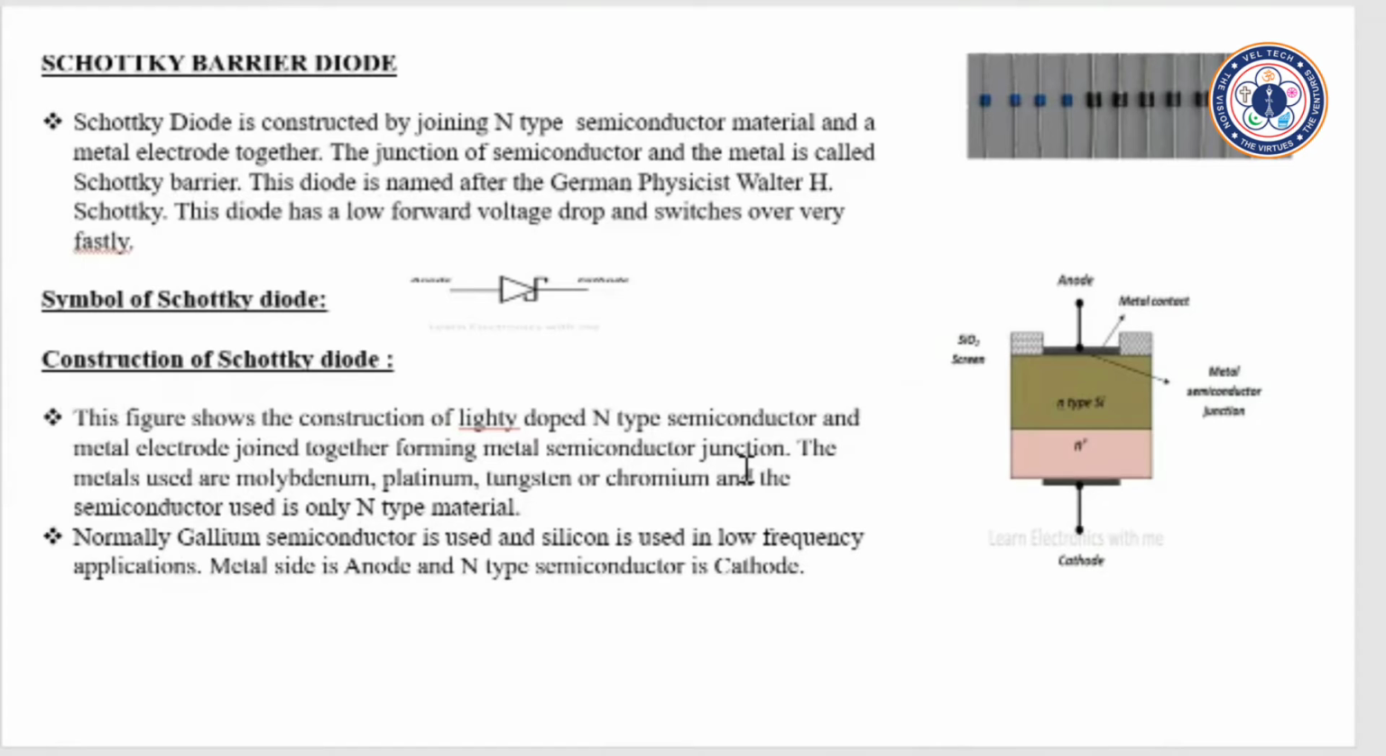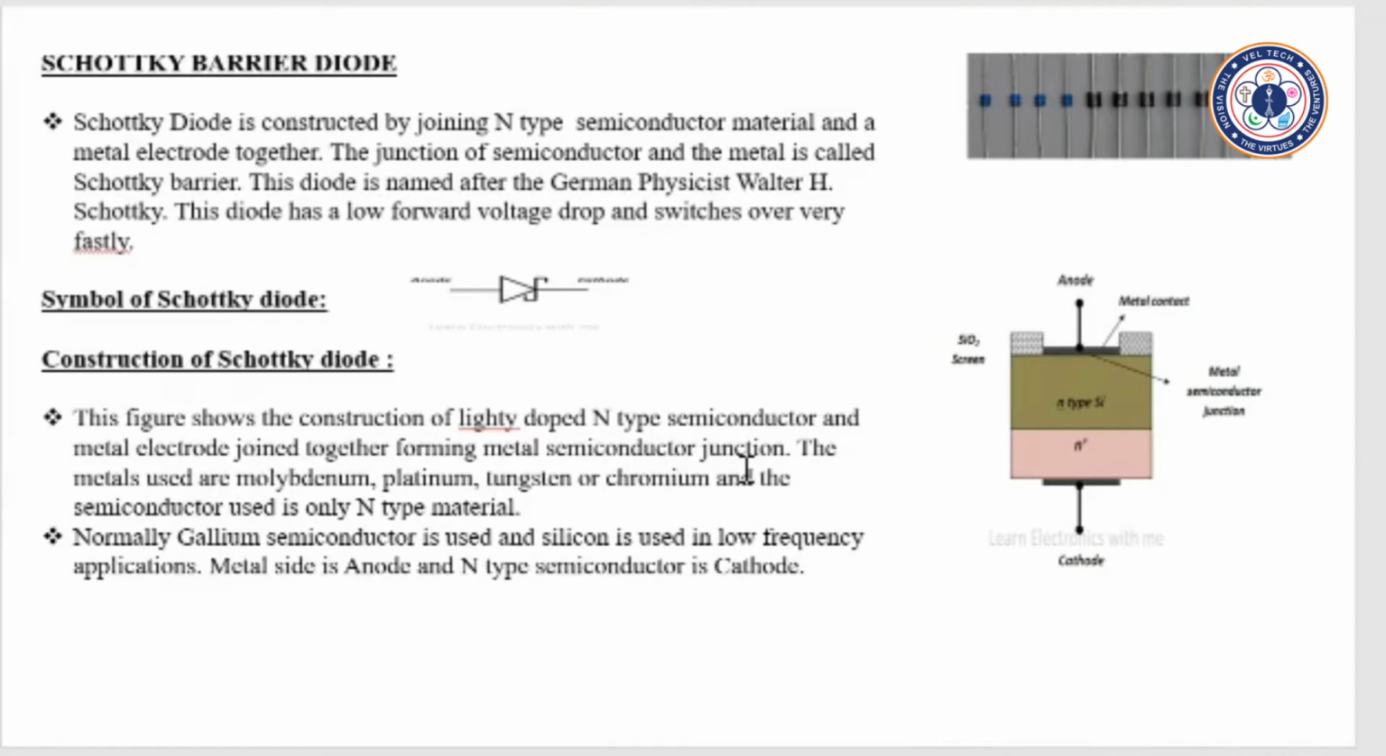Construction of Schottky barrier diode. As I told already, it is constructed by joining N-type semiconductor material and a metal electrode together. The metal electrode used here is made of molybdenum, platinum, tungsten or chromium. And the semiconductor used here is N-type semiconductor.